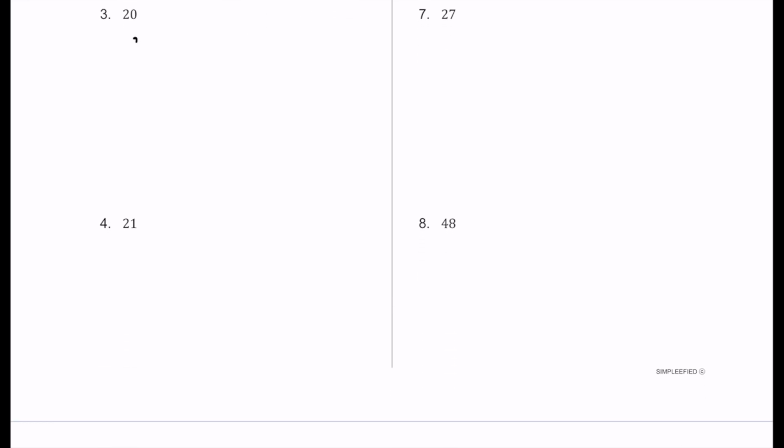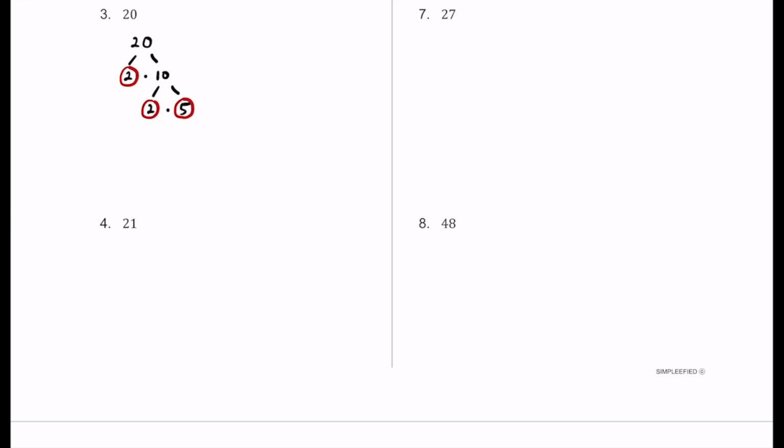For number 3, we have the number 20. So what I'm going to do is start off with 2 factors. I know it's an even number, so I'm going to do 2 times 10. I know that 2 is prime, so I'm going to go ahead and circle it. And this 10 is composite. It's divisible by 2, so we can go ahead and put it 2 times 5. Now again, 2 is prime, and 5 is also prime.